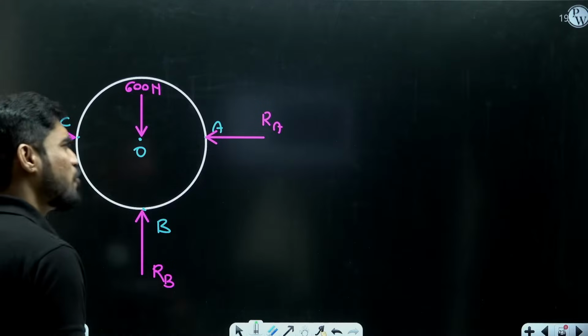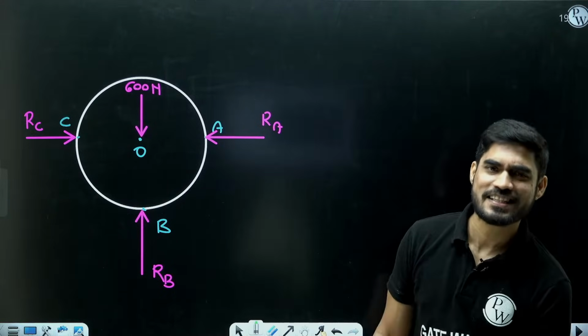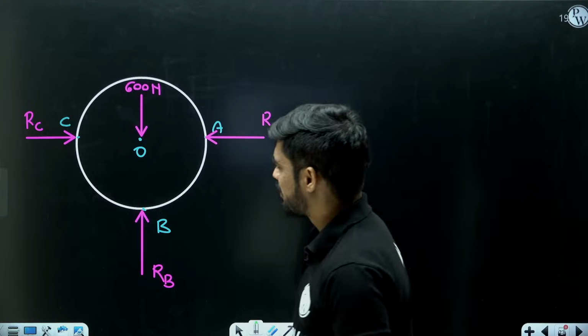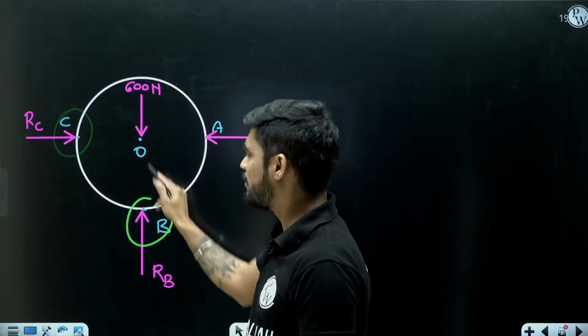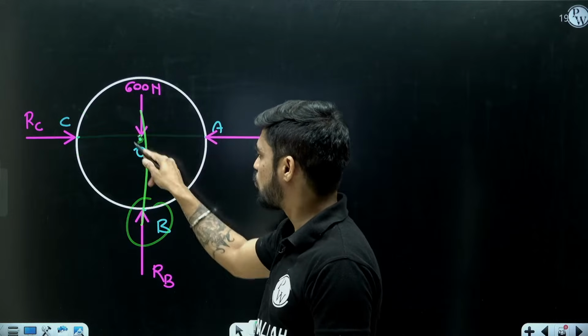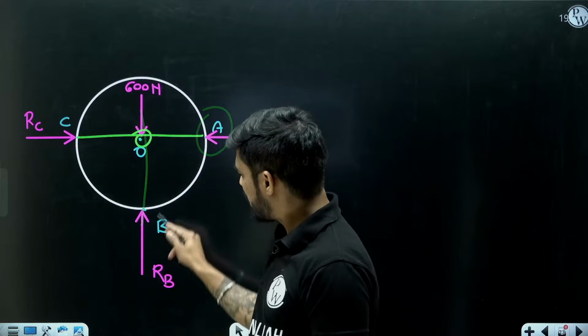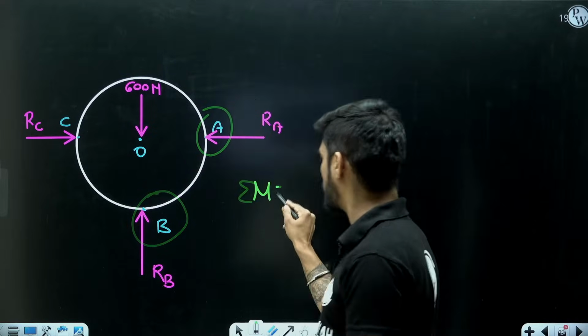Now some of you might wonder, in future also, if someone sees this recorded lecture, sir, I can take moment at C, na? I can take moment at B. I will not take moment at O, since all the forces are passing through O, but I can take moment at A, na? I can take moment at B, na? So I can use summation of M equal to 0.